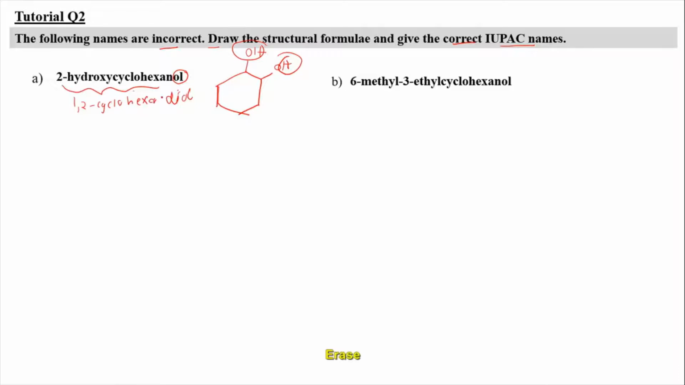1,2-cyclohexanediol, and not 2-hydroxycyclohexanol. Okay, so this is the structure, and the naming is supposed to be 1,2-cyclohexanediol.